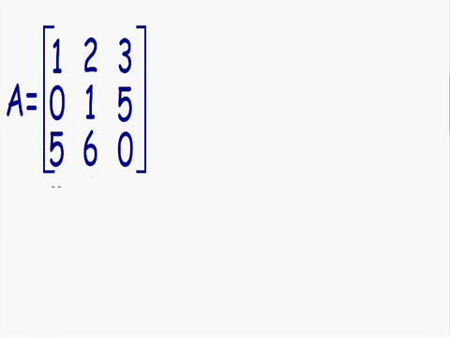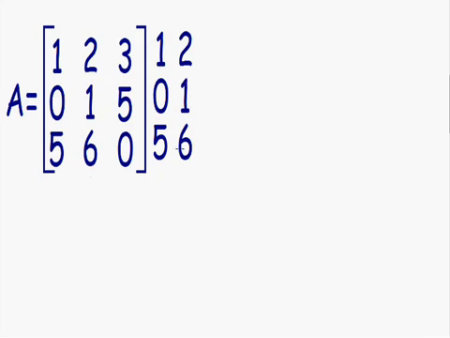So we'll start with this first column right here. I'm going to copy it and place it to the right of the matrix. Notice how I copied the numbers 1, 0, 5 and placed them to the right side of the matrix. Now I'm going to do the same exact thing with column 2. I'm going to copy it and place it to the right side of the matrix.